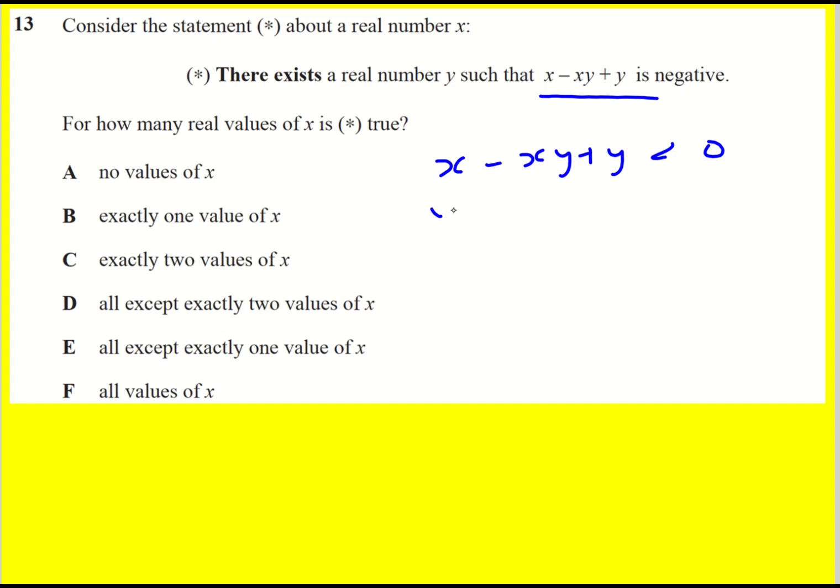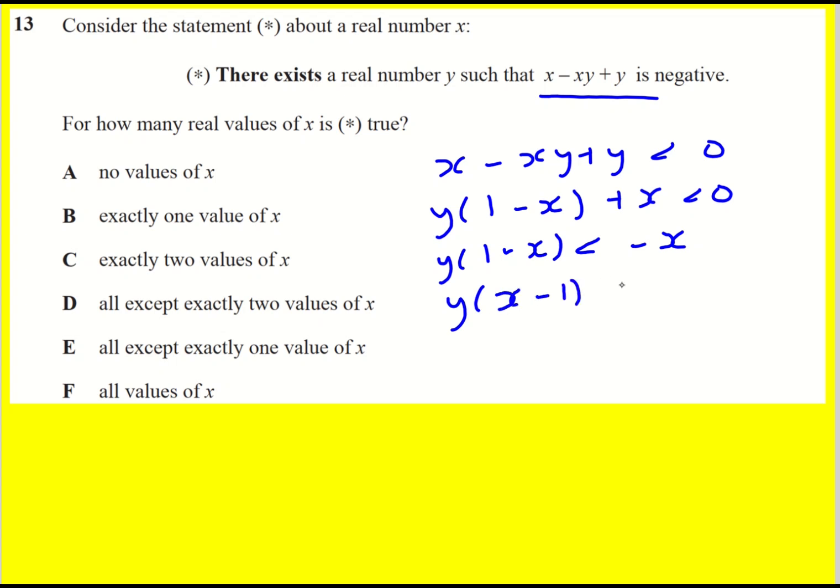So if I factorize y out, I'll get y times (1 minus x), that's the second and the third terms, plus x less than 0. So y(1 minus x) would be less than minus x. And I could then multiply through by minus 1, and it'll become y(x minus 1), I just flip the signs around there, is greater than x. Equivalently, you could add x onto both sides and subtract this, you'd get the same thing. Okay, now I've got to be careful.